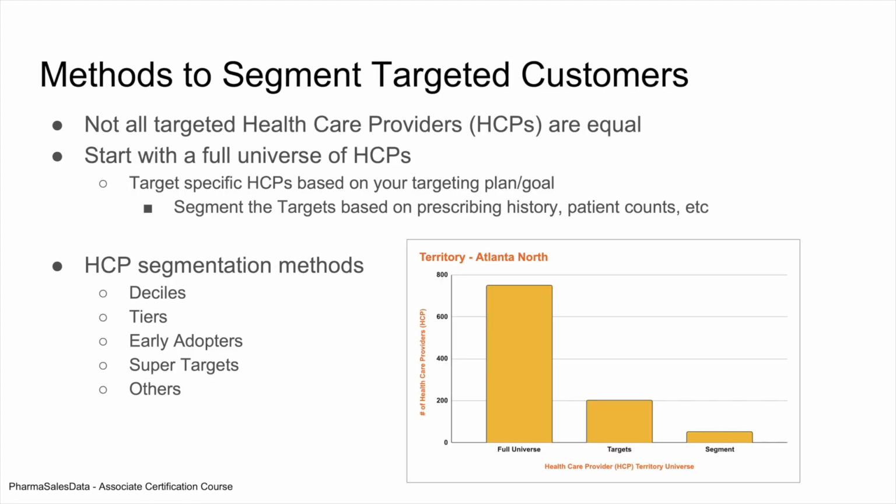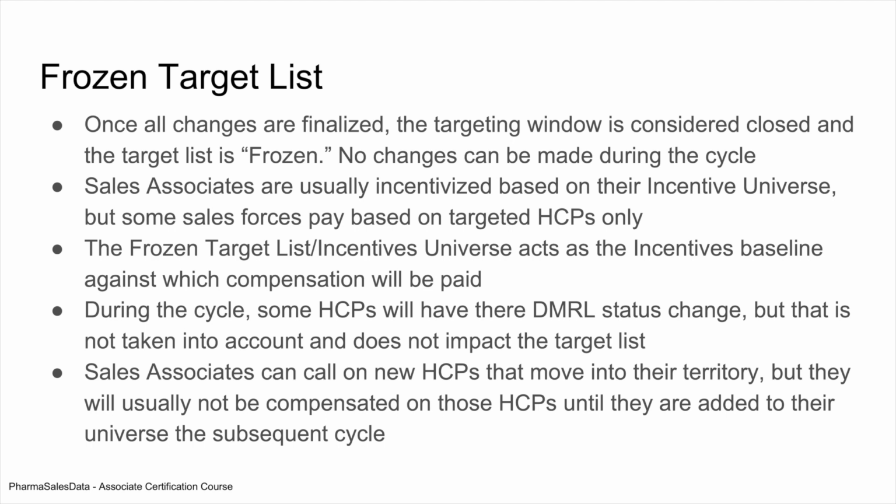In a previous slide, we talked about the universe of doctors, the targeted doctors, and segments. Sales associates in most companies are paid upon their entire universe. So as long as that doctor is in your universe at the beginning of the incentive cycle, if he or she writes a prescription, that will count toward your incentives. If you're paid on targets only, your target list will be used to determine your incentives and what you're paid on. Our upcoming lesson is on incentives. We will go over all that.